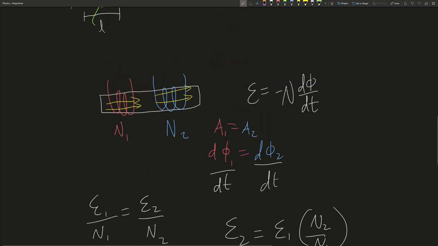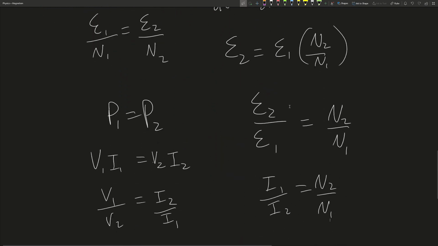And the reason, again, that this N is in front of Faraday's law of induction is because when you have multiple loops together, the total flux going through all these areas is just going to be the number of loops multiplied by the change in flux through one of these areas, because these loops are so close together that the change in flux through one of them is going to be the same as the change in flux through the one right next to it. So that's why the N is there in Faraday's law.